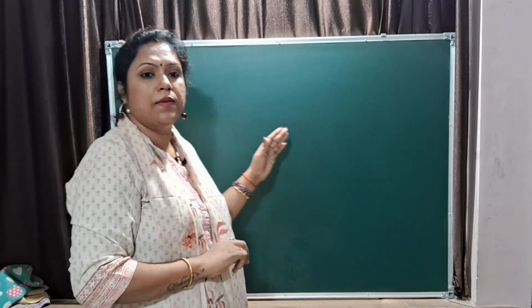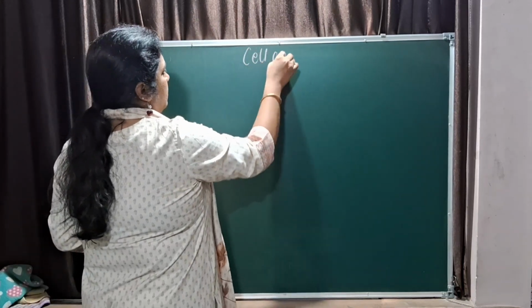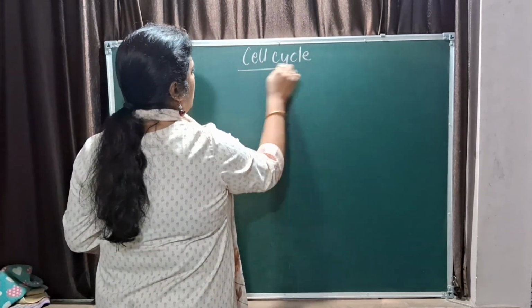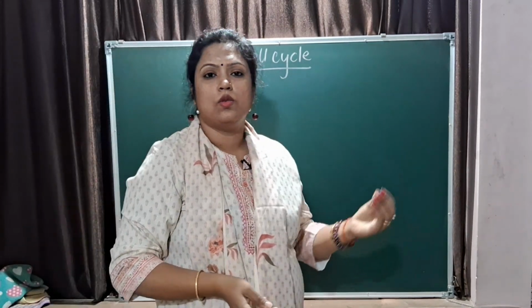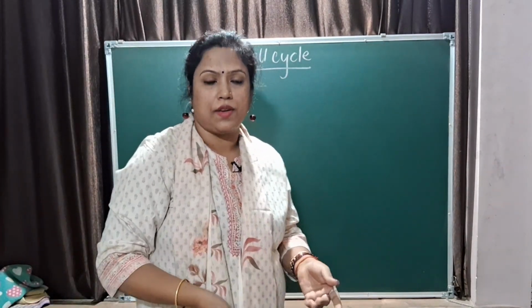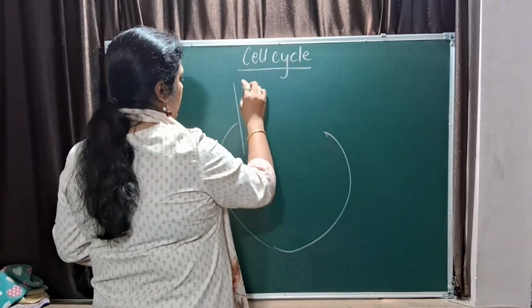So let us move ahead. Now the next one is your cell cycle. What is a cell cycle? The cell cycle is the life cycle of a cell, the cell starts to grow and then divide. So you have to make a circle. It's a ring with a diamond attached to it.